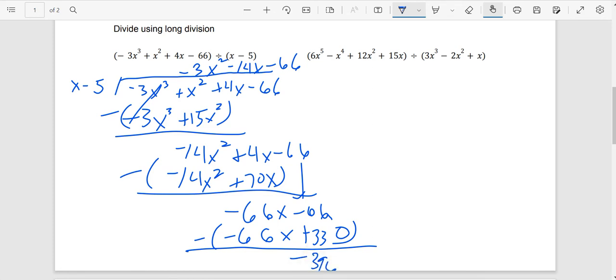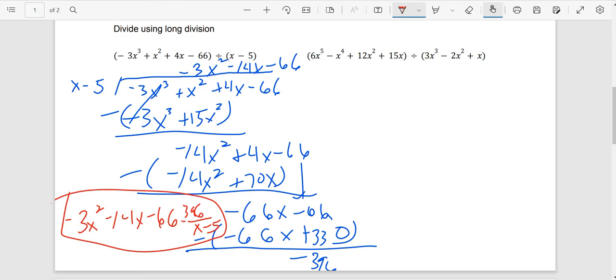Cool. So final answer when we write it, I'm going to use a different color just so it's distinguished. Negative 3x squared minus 14x minus 66, plus, we'll do minus since it is negative, minus 396 over x minus 5. There's your final answer for that one.